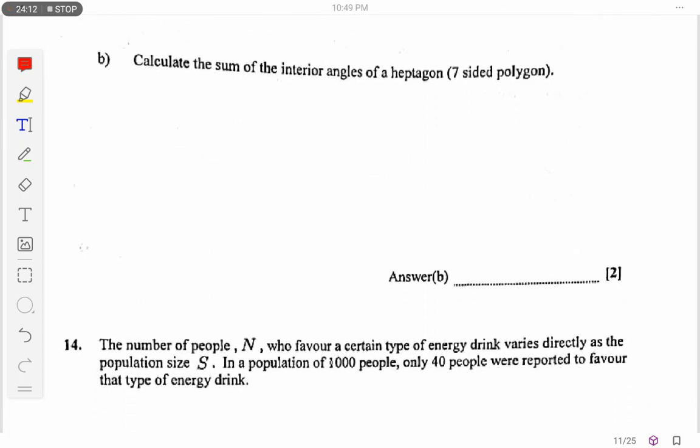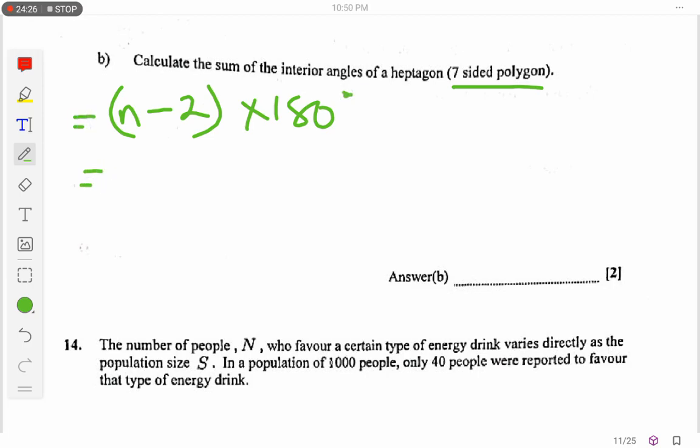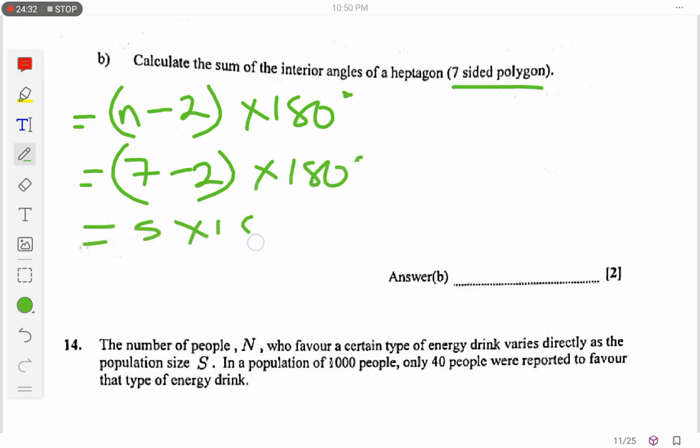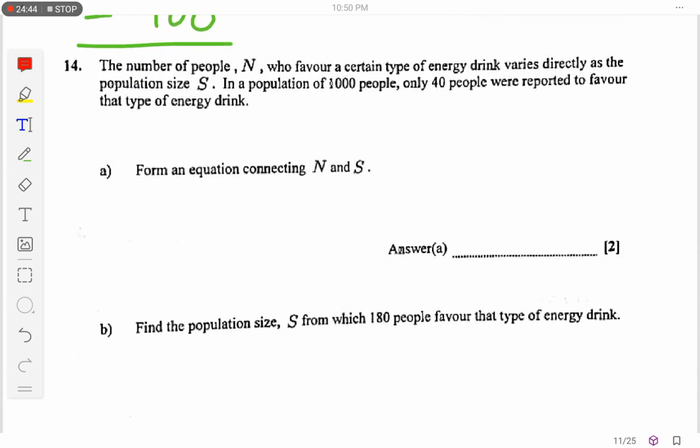Then we want the sum of interior angles of a heptagon, and we are given the number of sides there. We use the formula n minus 2 times 180 degrees. So n is 7, minus 2, times 180 degrees. This is 5 times 180 degrees, and our answer is 900 degrees. Okay, so that's our answer there. Let's move on to the next question.